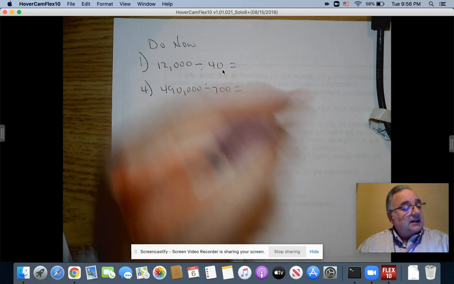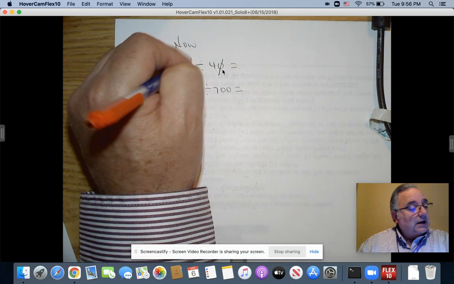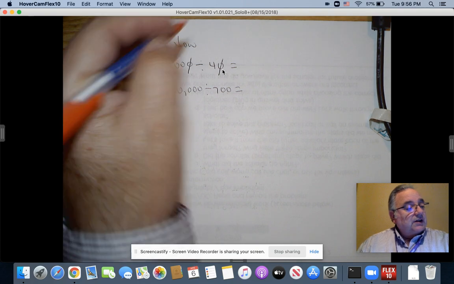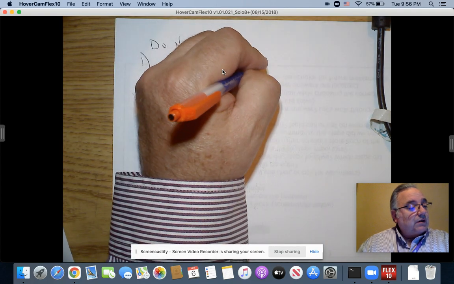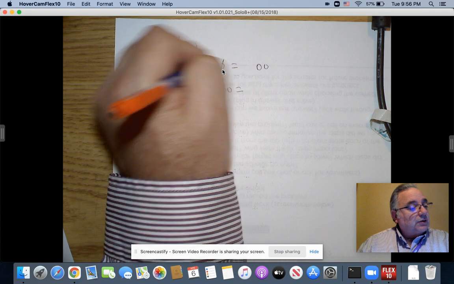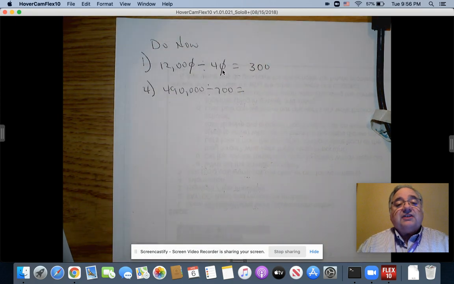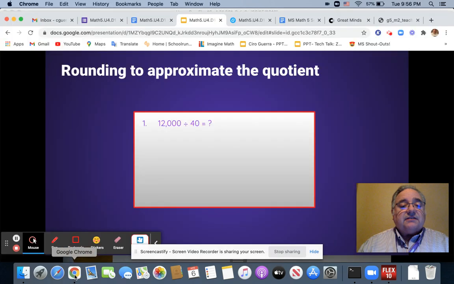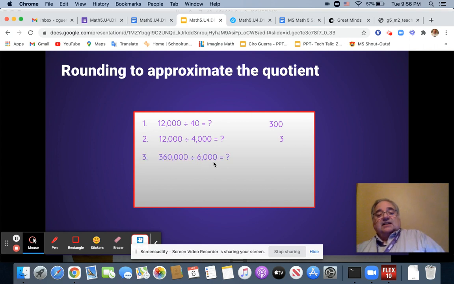When we divide by 10, that will give us 4, and that will give us 1,200. So if we take 1,200 divided by 4, I have two zeros. 12 divided by 4 is 3, so the answer would be 300. Let's get back to this. That is correct. The next one, if you cross out divide by 1,000, that would give us 12 divided by 4, gives us 3. The next one, we can divide by 1,000 again, cross out 3 zeros. That gives us 360 divided by 6, which will give us 60.